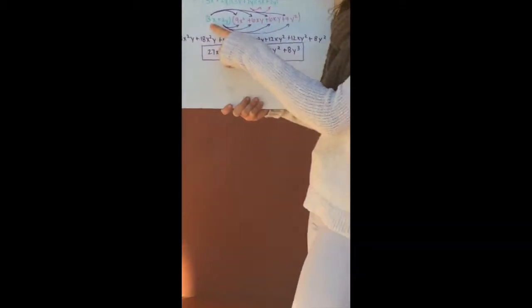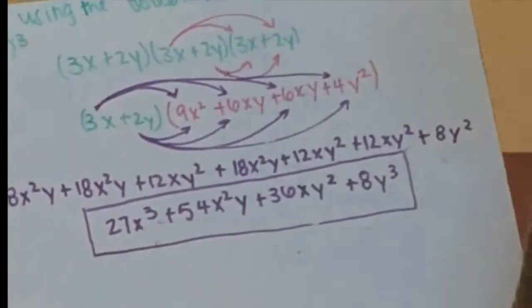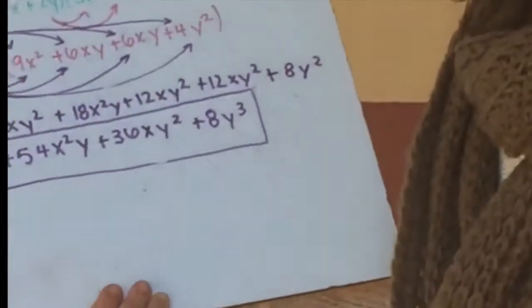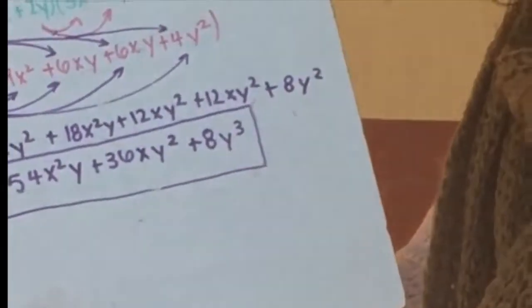You're going to distribute this to this one, and you're going to end up with this long equation, and that's not the answer because you have to simplify that to get it in standard form. And the answer is 27x^3 + 54x^2y + 36xy^2 + 8y^3.